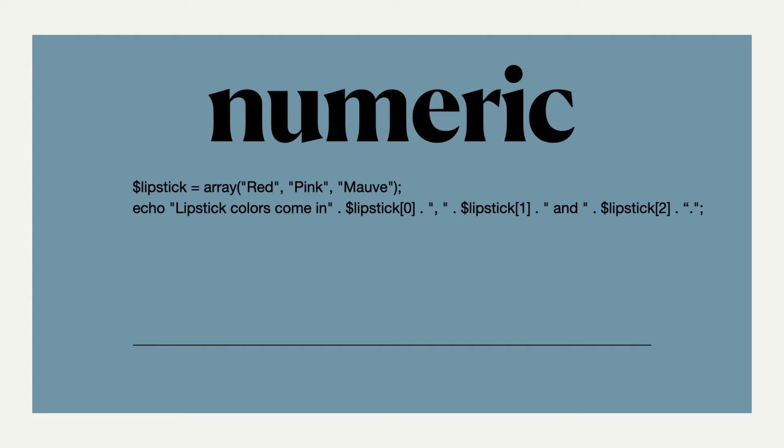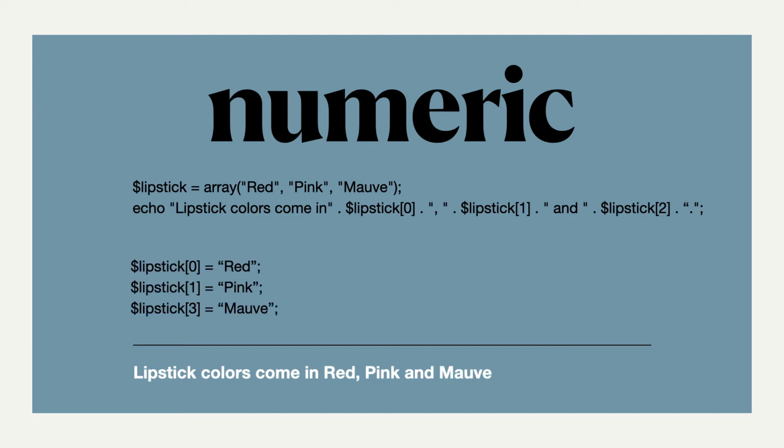You could continue to list the other selected items by using a dot, open double quote, comma, close the double quote, a dot, and the variable with different numeric index numbers. The output in this example is: lipstick colors come in red, pink, and mauve. You can also assign them manually, but for larger lists you can see why automatically assigning them an index number would save you a lot of time.